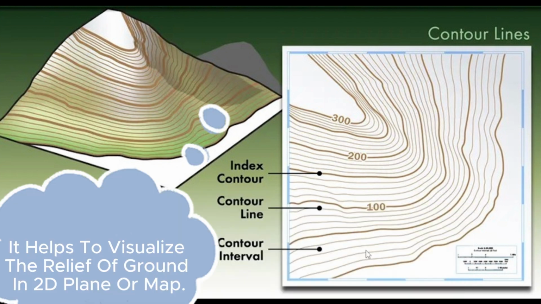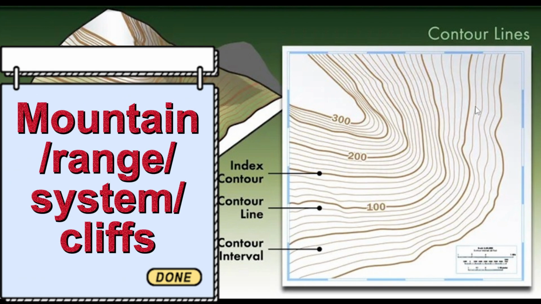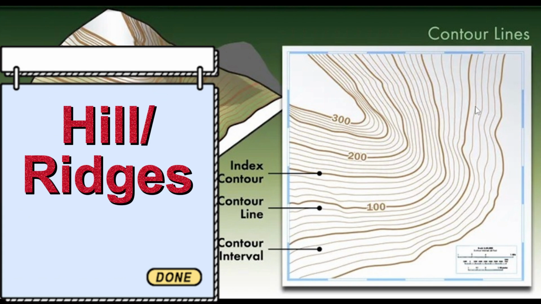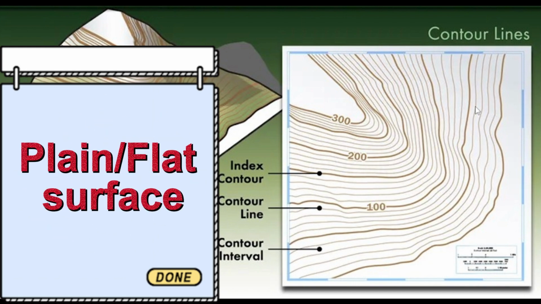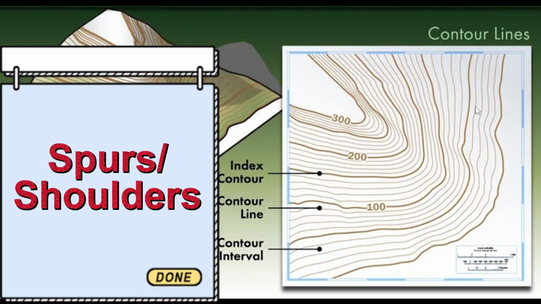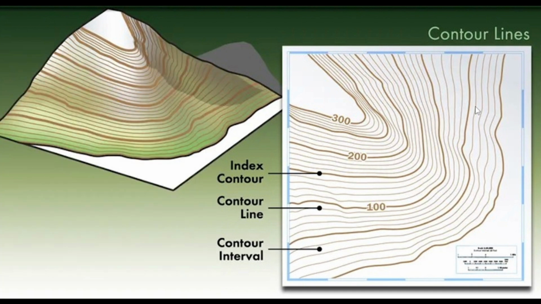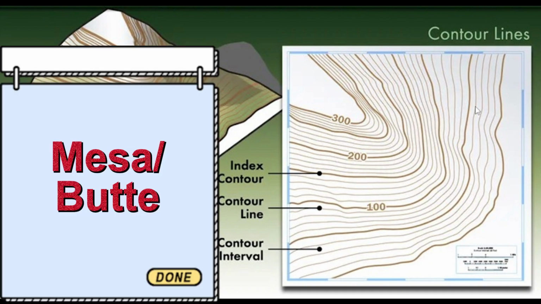The function of a contour is that it helps to visualize the relief of the ground in a two-dimensional plane or map. Mainly those reliefs are mountains or mountain ranges, cliffs, hills or ridges, plain or flat surfaces, valleys or depressions, spurs or shoulders, plateaus, slopes, which can be gentle or steep, mesa or butte.